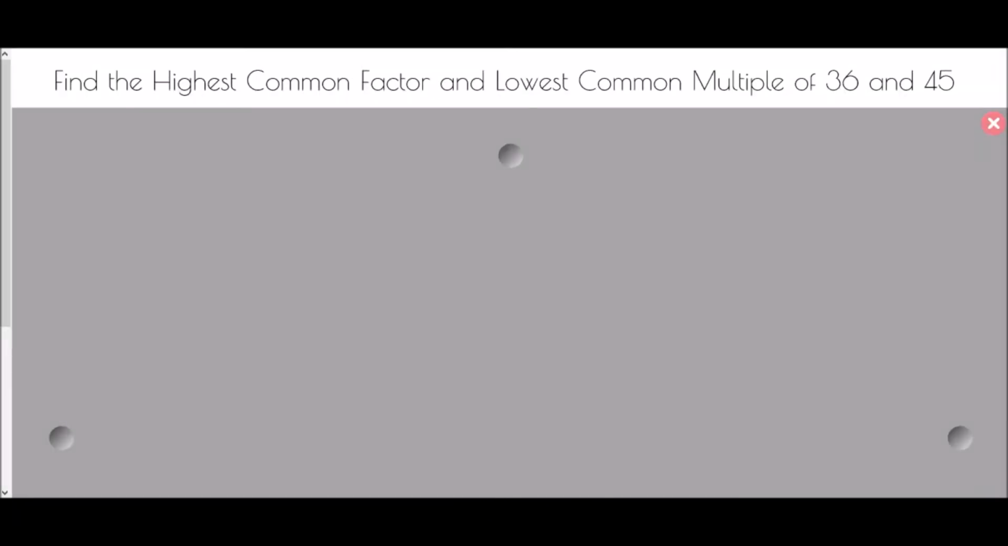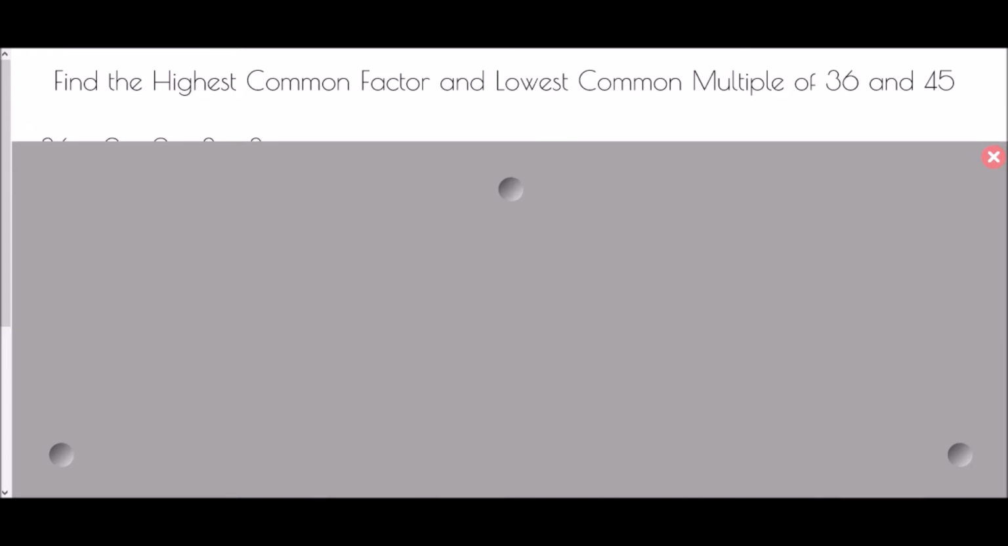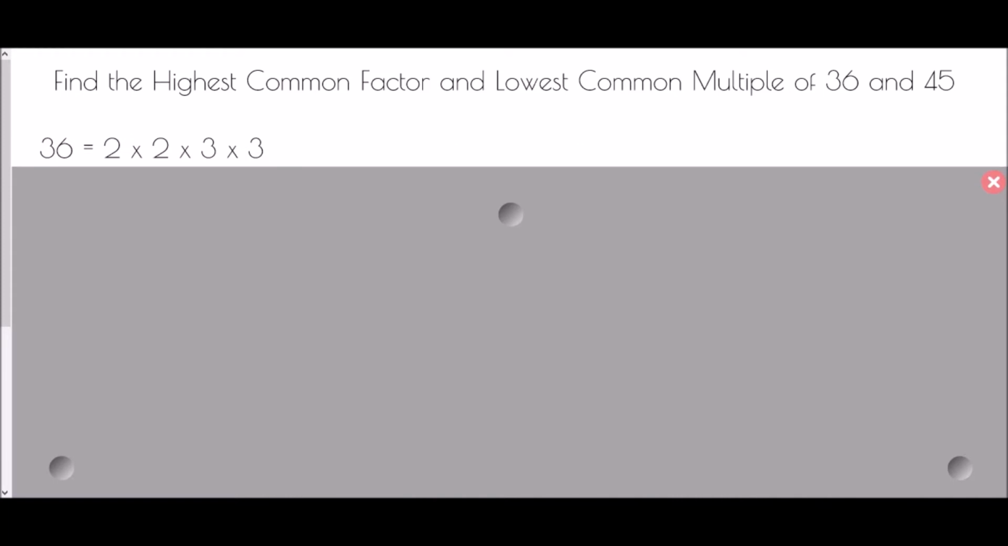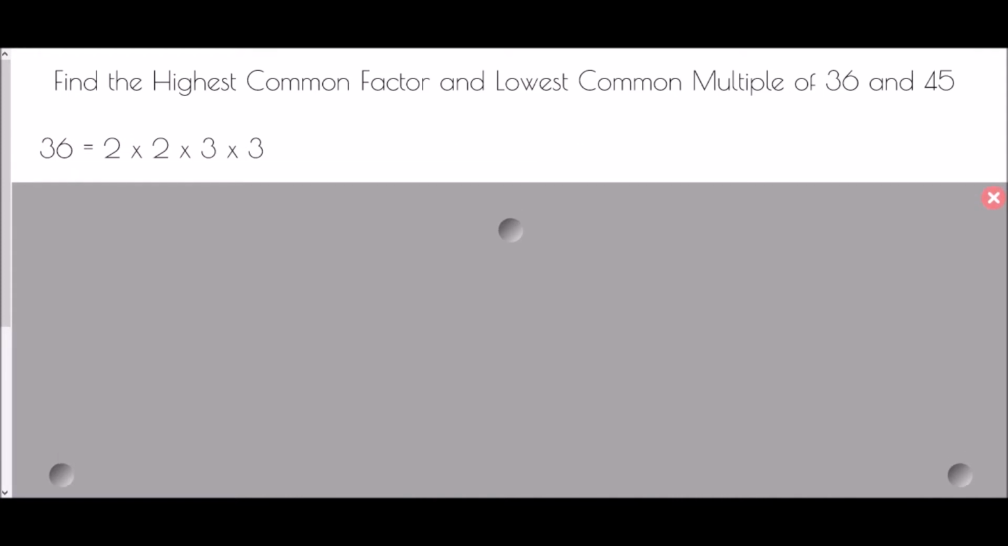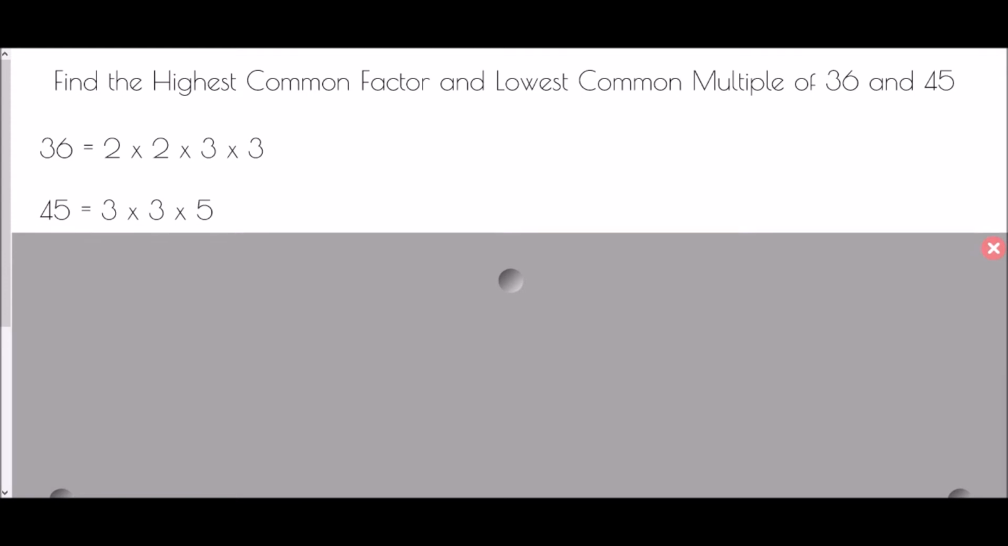So now that we can find the product of primes, we're going to use this to help us find the highest common factor and the lowest common multiple of a pair of numbers, in this case 36 and 45. We've already looked at 36 and 45. We've already discovered that 36 is 2 times 2 times 3 times 3, and that 45 is 3 times 3 times 5. You might notice that I have left this in the original form, not the index form. That's just to make it a little bit easier for me as we work along.